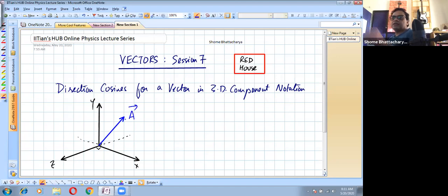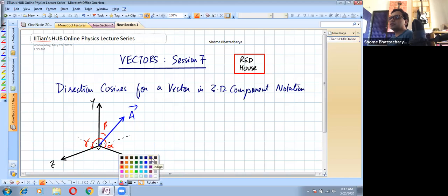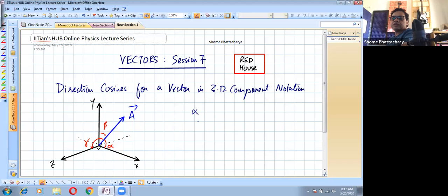First of all, we denote the angles that it makes with the 3 axes: the positive x-axis, the positive y-axis, and the positive z-axis. Those angles are denoted by the special symbols alpha with respect to the x-axis, beta with respect to the y-axis, and gamma with respect to the z-axis. So we use the symbols alpha, beta, and gamma. Before that, if I've expressed the vector A as some x component into i cap plus y component into j cap plus z component into k cap.